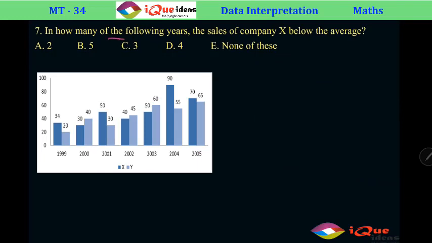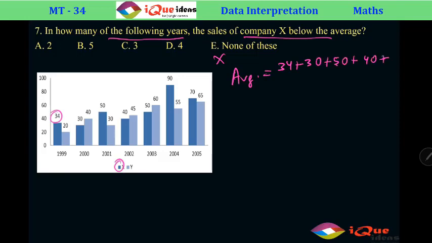Now this question says, in how many of the following years the sales of company X is below the average? So first you find the average of X, in the same process that we did for the previous question. Add all the values of X. So it is 34 plus 30 plus 50 plus 40 plus 50 plus 90 plus 70. Add all of them, multiply by 1000 because they are all in thousands, and divide by the number of values, 7.